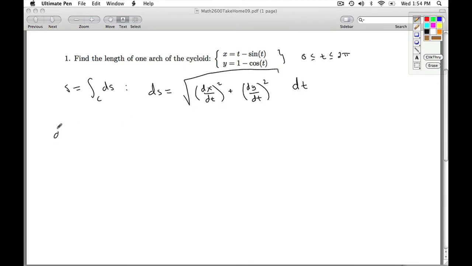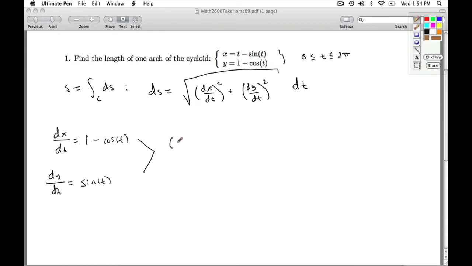So, what's dx dt? Derivative of t is 1, minus derivative of sine is cosine. What's dy dt? Derivative of 1 is 0, minus negative sine, so it'd be positive sine t.